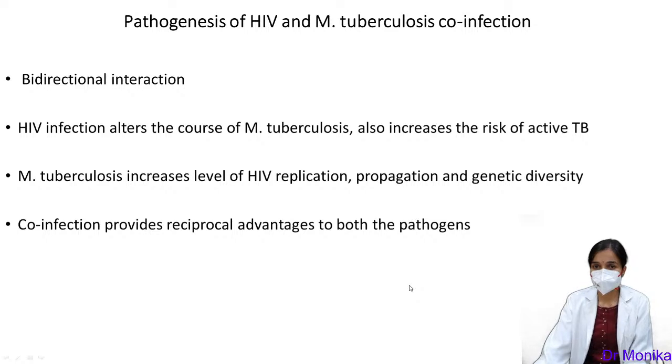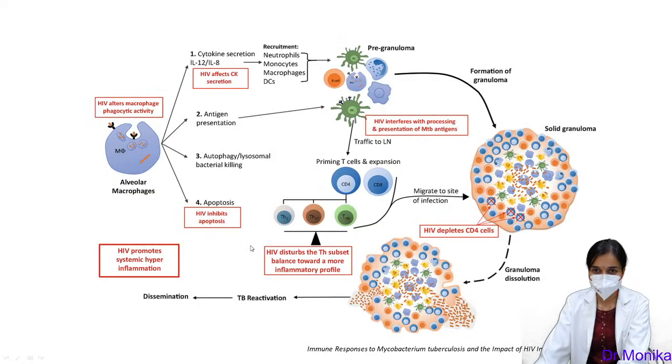Now coming to the pathogenesis of HIV and TB co-infection. As we know, it is a bidirectional interaction. The HIV alters the course of MTB and also increases the risk of active TB, while MTB increases the level of HIV replication, its propagation, as well as genetic diversity. So this co-infection provides a reciprocal advantage to both these pathogens.